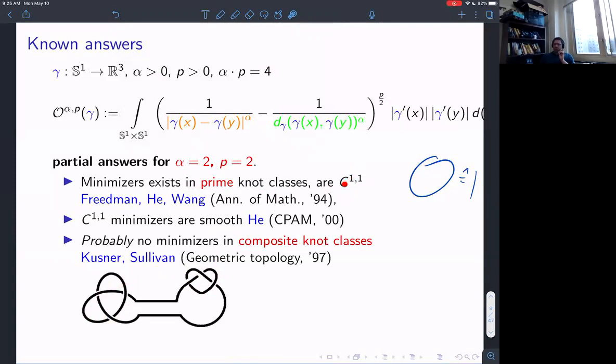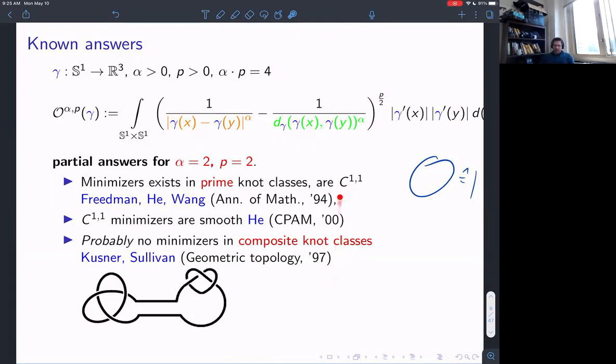The first derivative is still Lipschitz, C^{1,1}. Once you have this, because you're in the Hilbert space case, you can bootstrap to smoothness and you can actually get analyticity. And if you're not in a prime knot, this is called the composite knot class, like this picture here, then there is some numerics and some intuition that maybe you do not have minimizers, right? So somehow minimizers disappear. Or you minimize and you do not find minimizers.